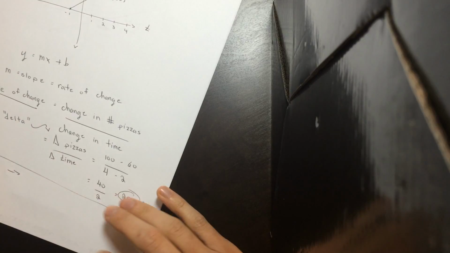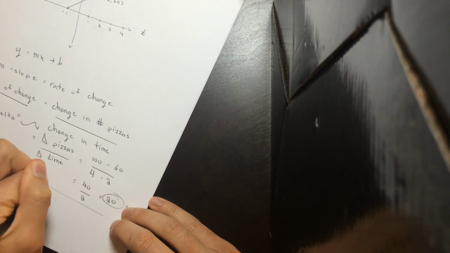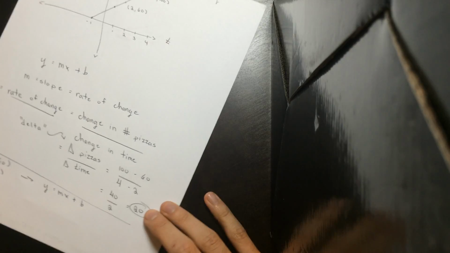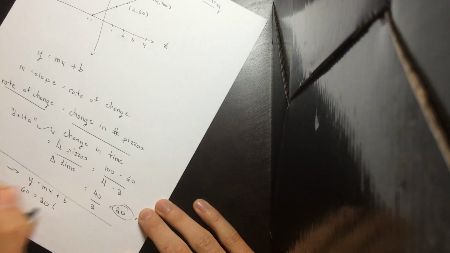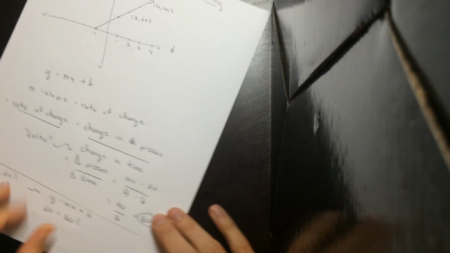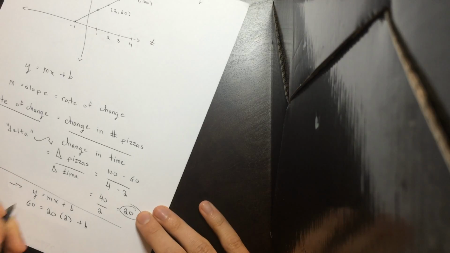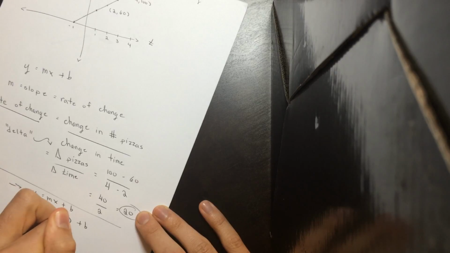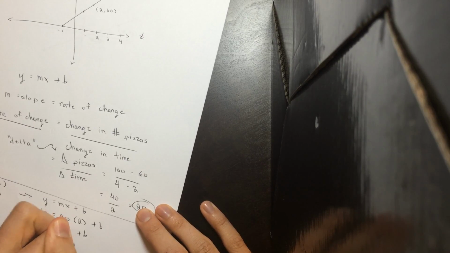So doing that, we get slope-intercept form once again. We get 60 is equal to 20, which is m, times my x value, which is 2 here, plus my unknown b. So do the math on this, we get 60 is equal to 40 plus b. So subtract 40 from the left, and we get b is equal to 20.